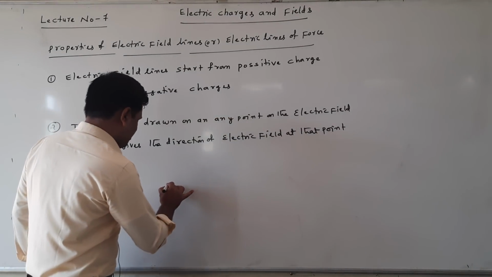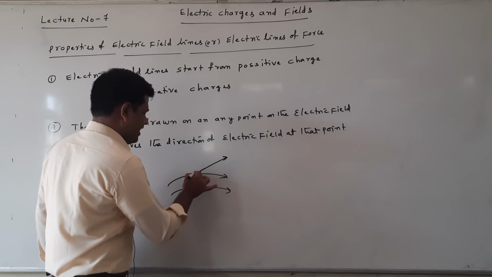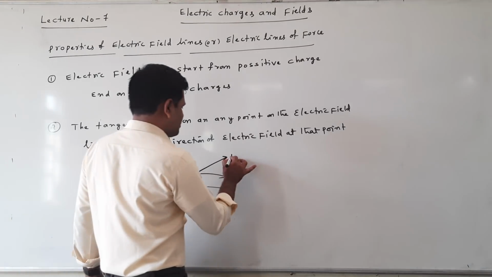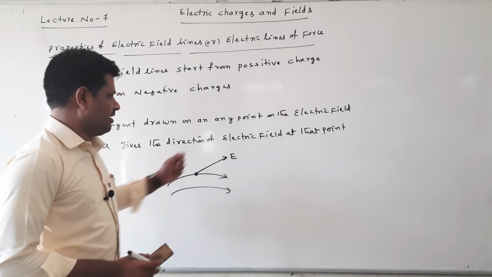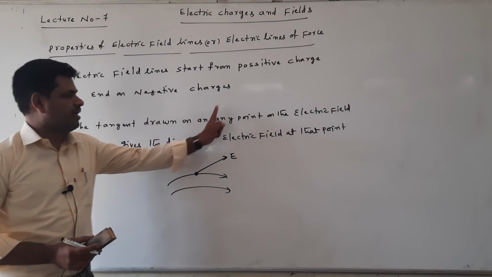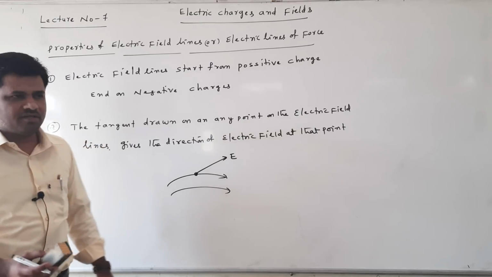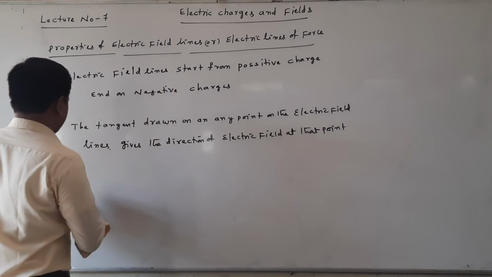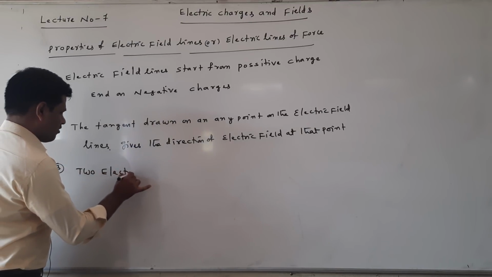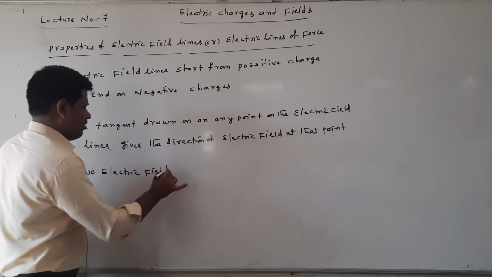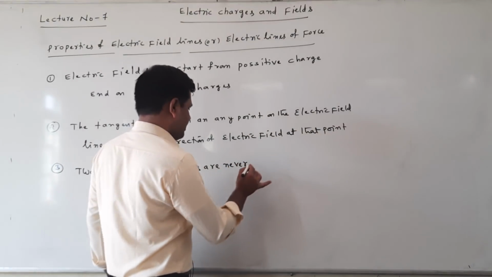Now suppose this is an electric field line. Now suppose we draw the tangent here. This is a tangent. This gives the direction of the electric field intensity, or direction of the electric field at that point. Right, this is the second property. The tangent drawn at any point on the electric field lines gives the direction of the electric field at that point. Next, two electric field lines never intersect each other.